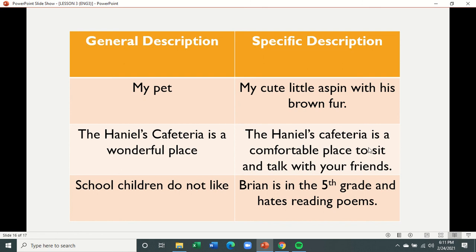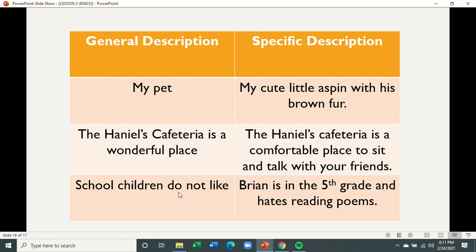The Heniel's cafeteria is a comfortable place to sit and talk with your friends. So in that case, what made it wonderful? It's a comfortable place to sit and talk with my friends. So I already gave my specific reason why I find Heniel's cafeteria wonderful.